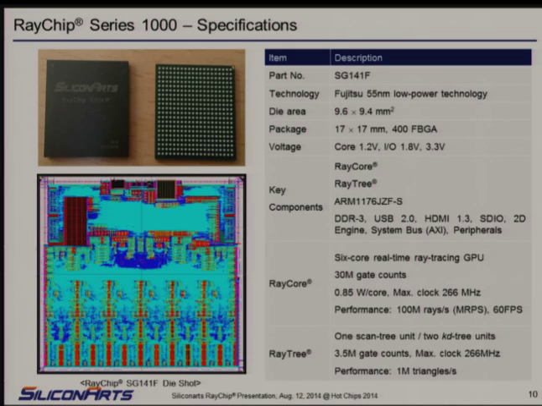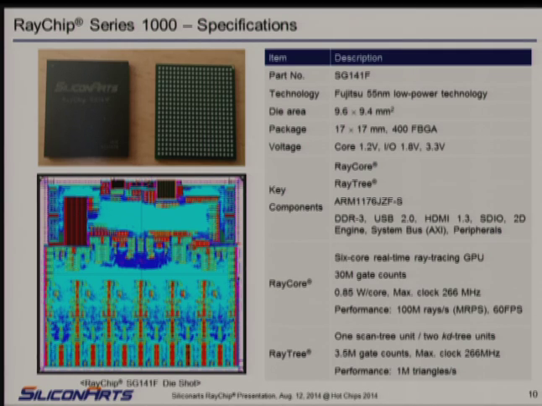RayTree is comprised of 1 scan tree and 2 KD tree units. It has 3.5 million gate counts and has maximum benchmark performance of 1 million triangles per second at 266 megahertz. RayChip also utilizes 2 DDR3 interfaces for memory management.